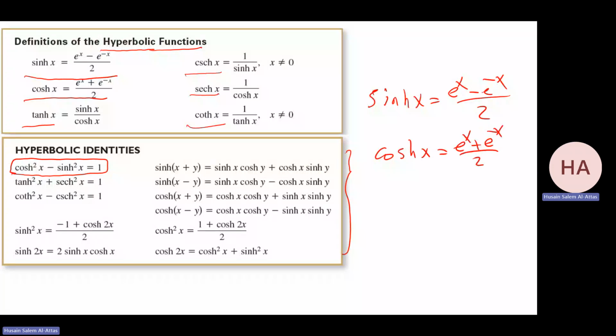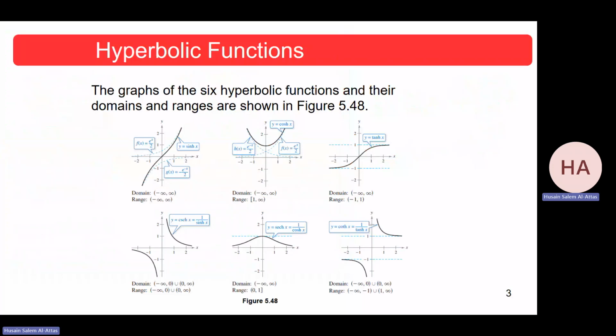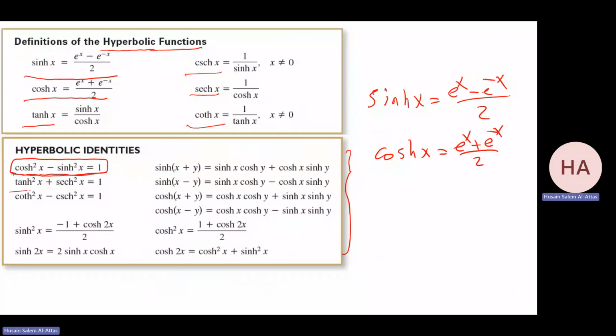Cosine hyperbolic squared minus sine hyperbolic squared is equal to 1. Tan hyperbolic squared plus secant hyperbolic squared is equal to 1. If you look at sine hyperbolic of 2x, that will be 2 sine hyperbolic x cosine hyperbolic x, which is similar to sine 2x equals 2 sine x cosine x. Some of them are similar to what I have for the trig functions. For this one, I think you need to change the sign, something like that.